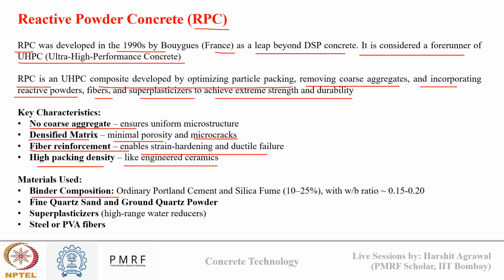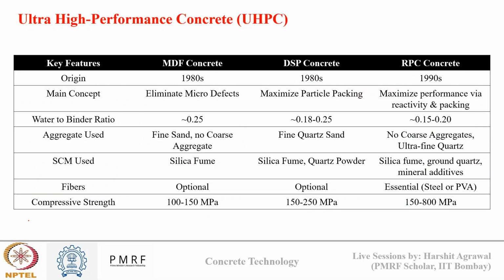So we have binder composition, which consists of OPC and silica fume and a very low W/C ratio. For DSP concrete, we saw this ranges between 0.18 to 0.25, but here it is lower than 0.2. Okay, for reactive powder concrete, we use very fine quartz sand and ground quartz powder as aggregate system. Superplasticizer a must, high performance superplasticizer water reducer. And now here fibers also become an essential thing, like steel fiber or PVA fiber becomes a very essential part of a reactive powder concrete.